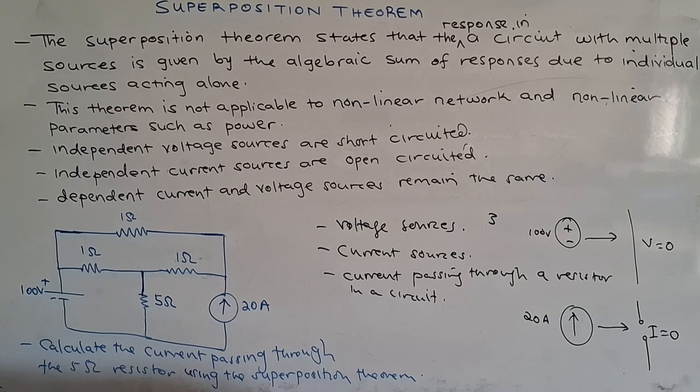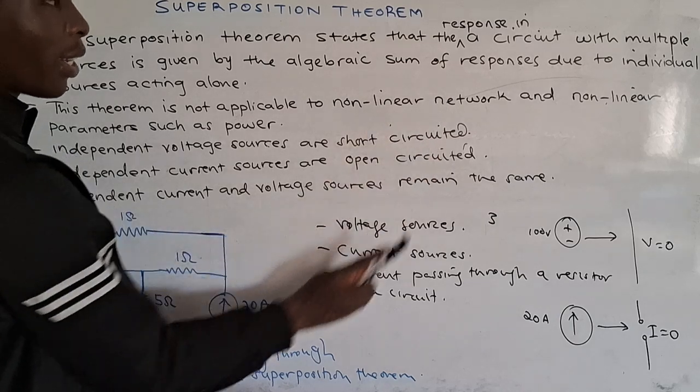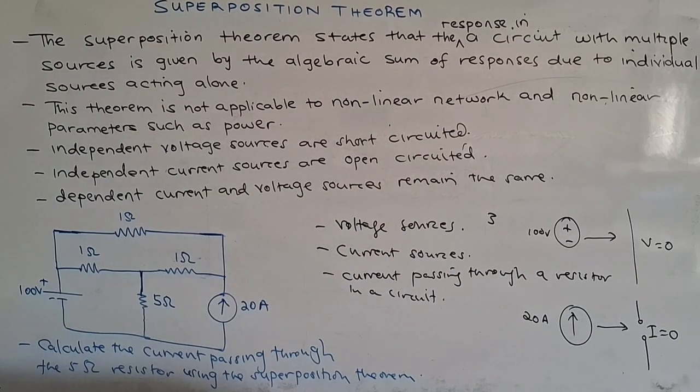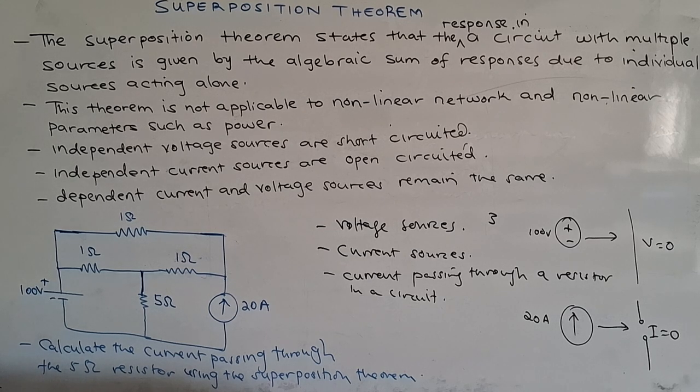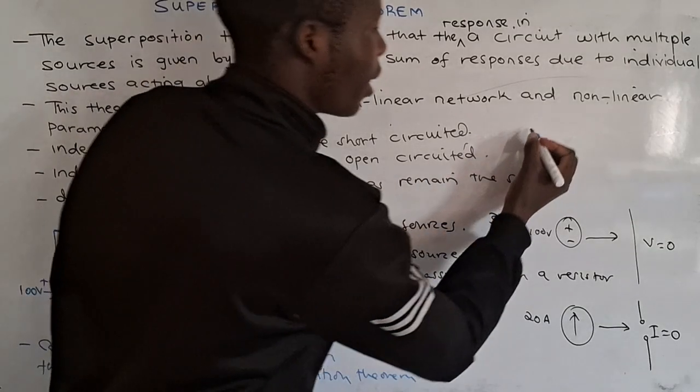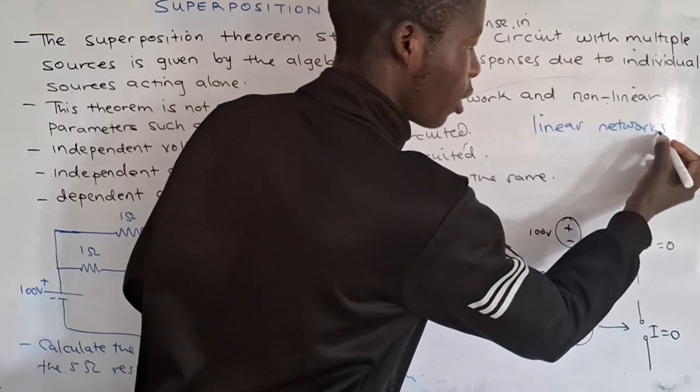This superposition theorem is not applicable to nonlinear networks and nonlinear parameters such as power. So you cannot use the superposition theorem directly to find power, because power is a nonlinear parameter. What about nonlinear networks? You cannot use the superposition theorem in nonlinear networks. It is only used with linear networks.